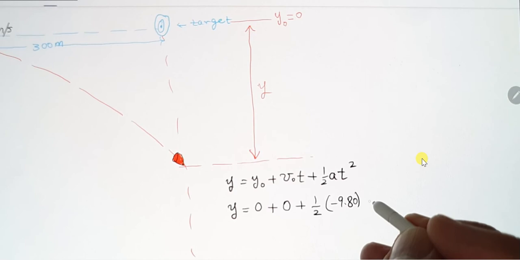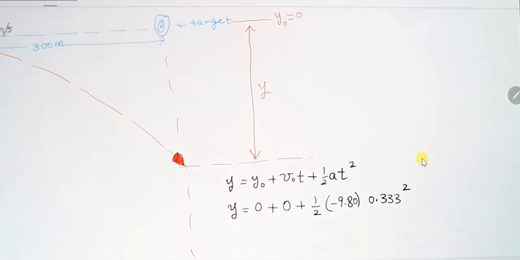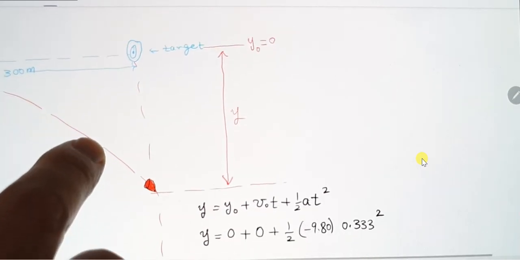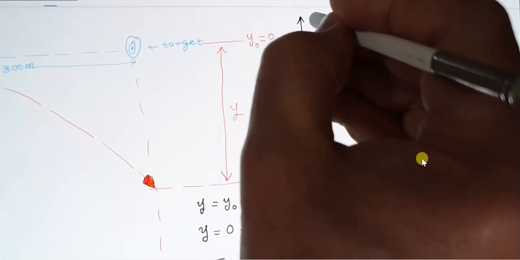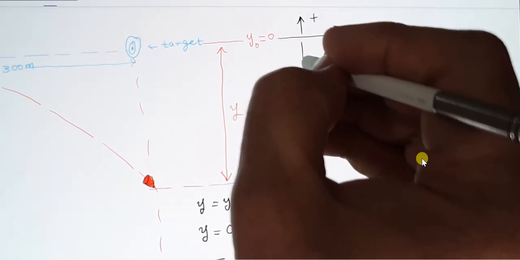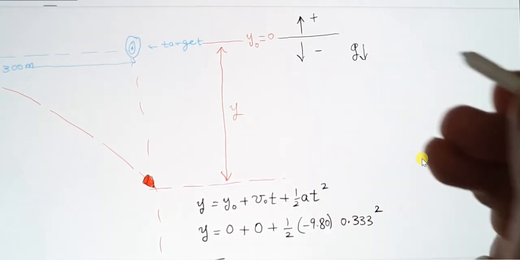And what is T? Well, we just calculate it. Square. So right away you will realize that Y will be negative, because in free fall we said this is Y node, up is positive, down is negative, and G always pointing down.